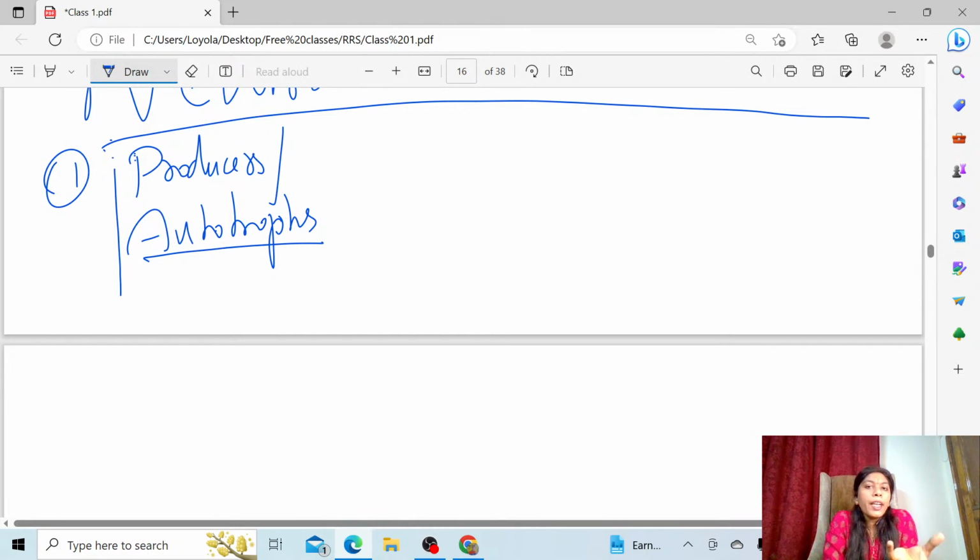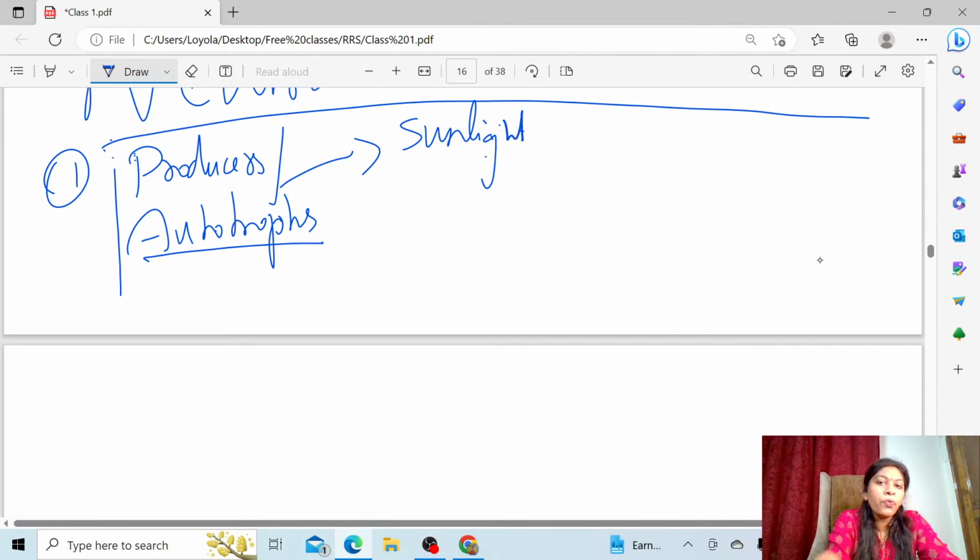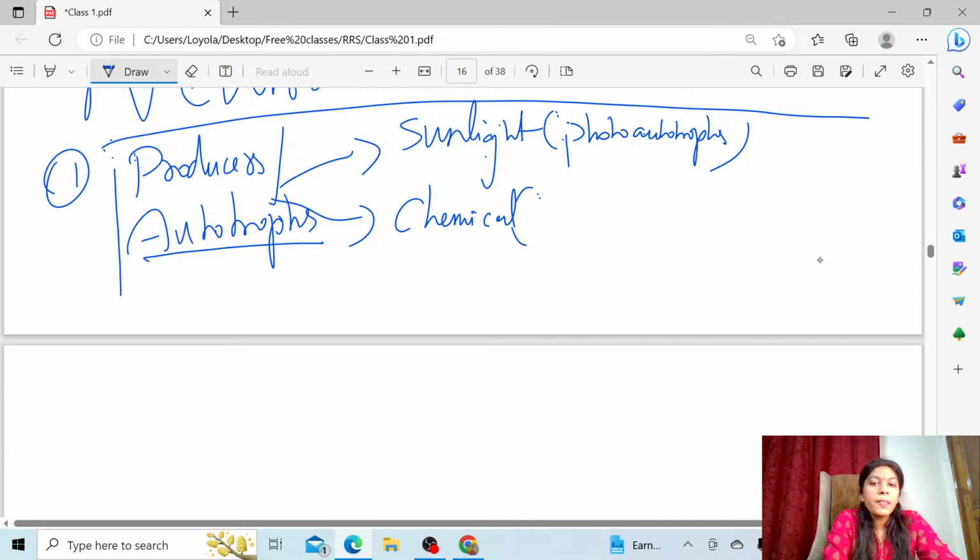So that means the organisms called producers or autotrophs or primary producers are the organisms which make their own food. Either with the help of sunlight, they will take sunlight and prepare their own food, because there is a pigment called chlorophyll present in plants. They are called photoautotrophs. Others, by chemical synthesis, prepare their own food. These are called chemoautotrophs. In this way we can differentiate them, but all are called autotrophs.